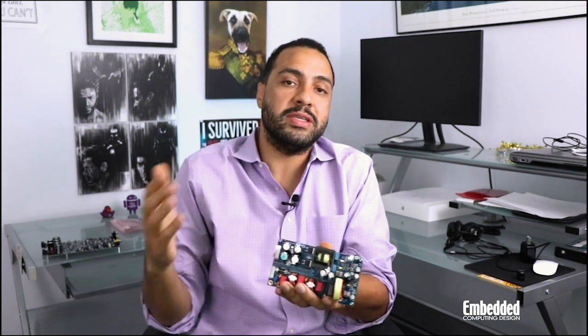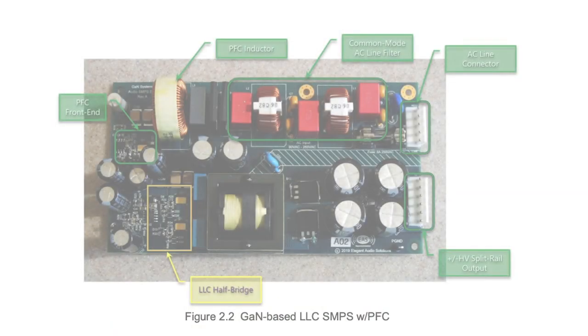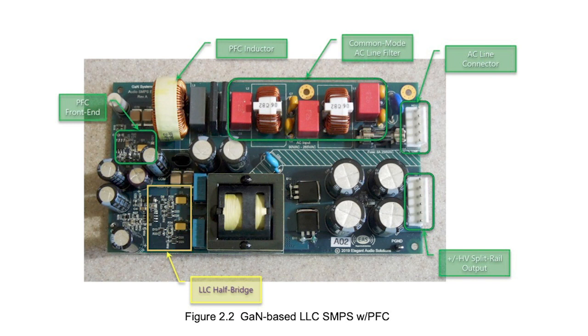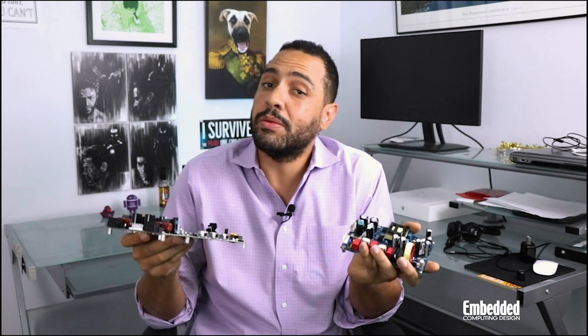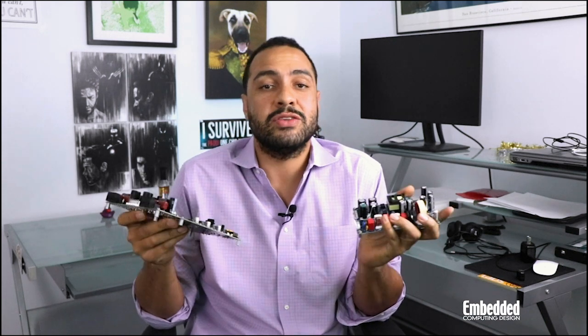Moving around the board, you can see a common mode AC line filter, AC line connector, plus minus HV split rail outputs, PFC inductor, PFC front end, and LLC half bridge. So putting this thing together is pretty simple. You just connect these two boards with these plus minus 32 VDC cables, then connect all of the requisite audio inputs and outputs. Then you can jump into Audio's Canvas 3 software development tool from Renesas and start amping up to your heart's content.